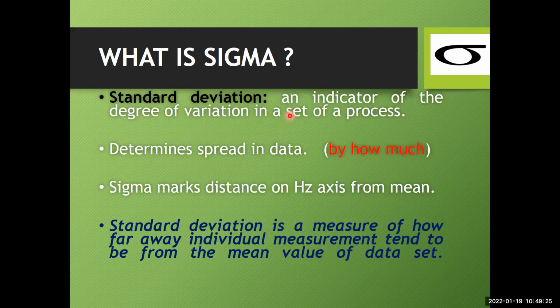The symbol is a Greek symbol represented by sigma, and sigma denotes standard deviation. What is the standard deviation? It is an indicator of the degree of variation in a process, which tells us how much variation is there in the process.